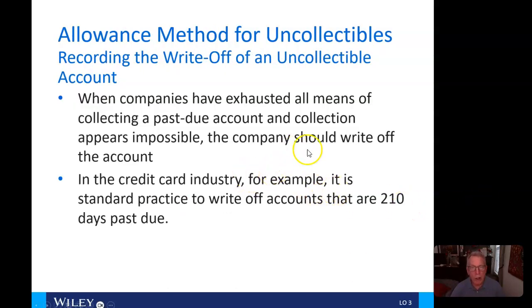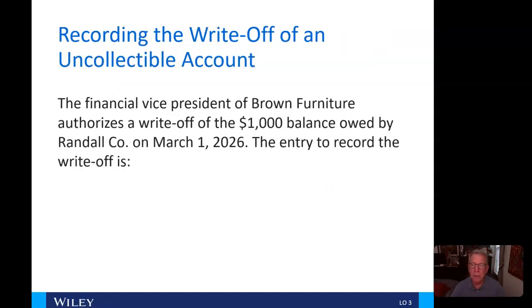So now when you have a real live write-off and the company has exhausted all means of trying to collect those past due accounts and collection appears to be impossible, the company should write that off. In the credit card industry, for example, it is standard practice to write off accounts that are 210 days past due. I think it's very likely that it's going to be a write-off if it's 210 days past due.